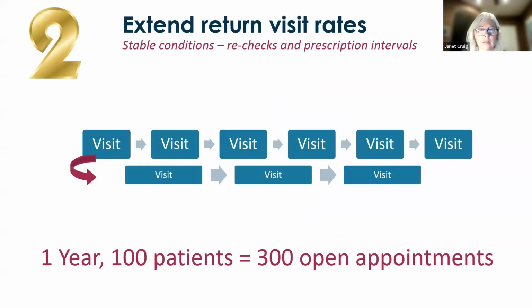Moving along. Think about how many times you need to see a patient in a year. And this is just an extreme example: if you saw a patient 6 times a year and reduced it to 3 times a year, and if you did that for 100 patients, you'd open up 300 slots.